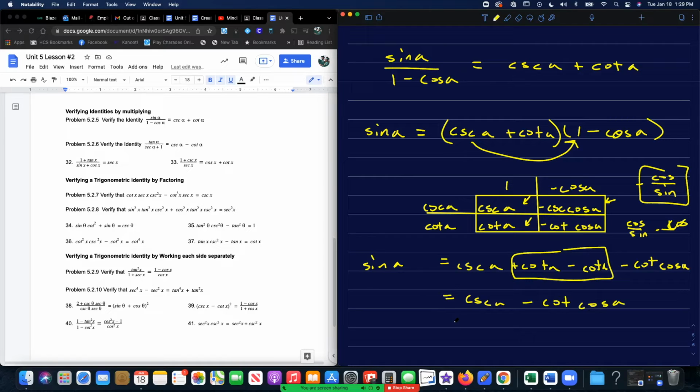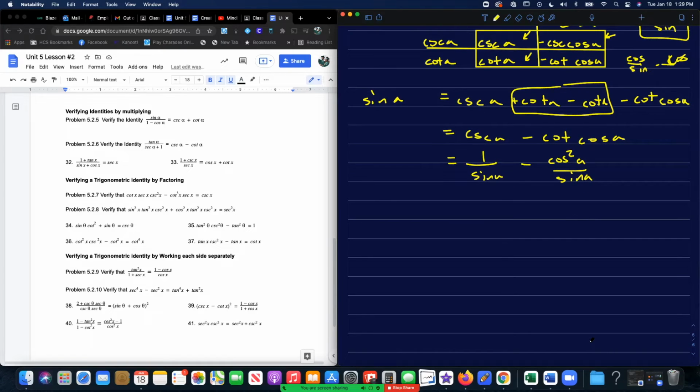So now we can rethink about it, still doing the same thing. 1 over sine alpha minus cosine over sine. So this will actually be cosine squared alpha over sine alpha. All I did there, guys, was turn cotangent into cosine over sine and then multiply it by cosine. So in essence, we have 1 minus cosine squared over sine, because the denominators are the same, which then is sine squared alpha over sine alpha, which indeed is just sine alpha. So once again, it's pieces to the puzzle.